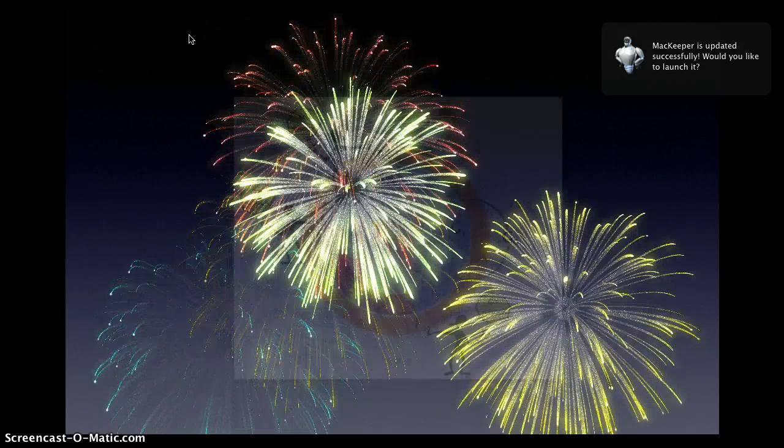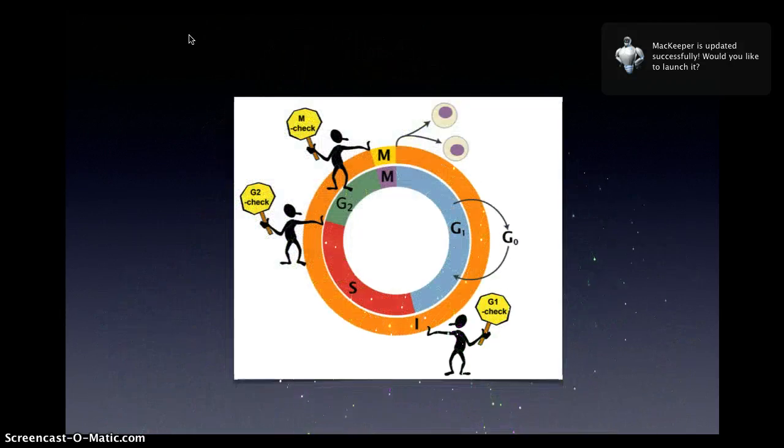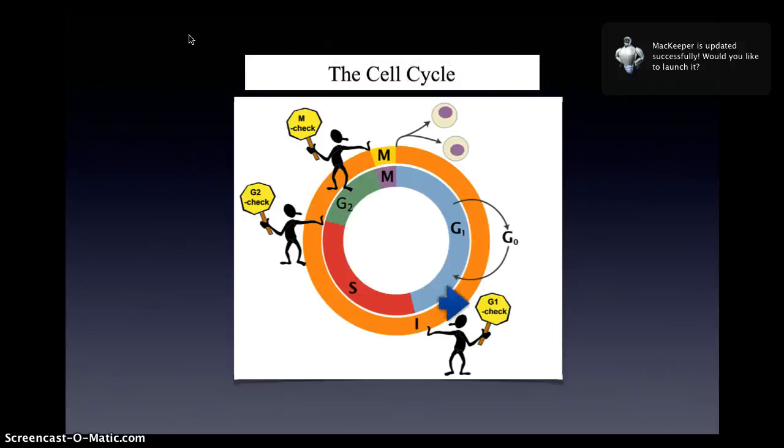Today I'm here to talk about the cell cycle. The cell cycle is a complex set of four stages and is extremely regulated by checkpoints and internal and external signals that help tell the cell to stop and go. This provides efficiency and safety for the human body.